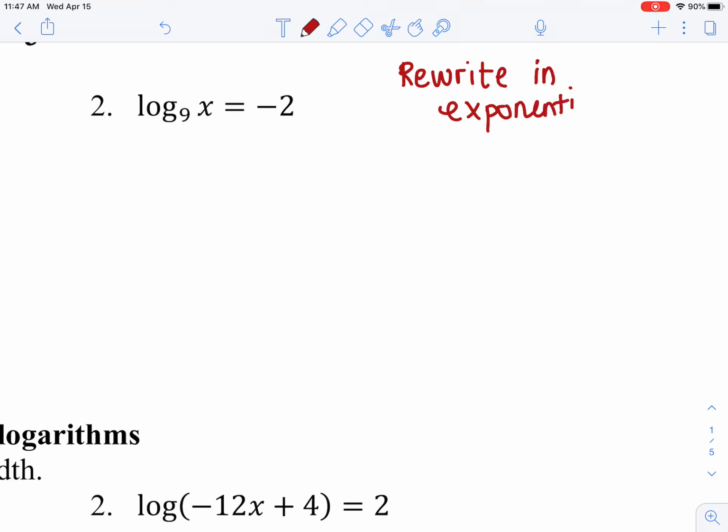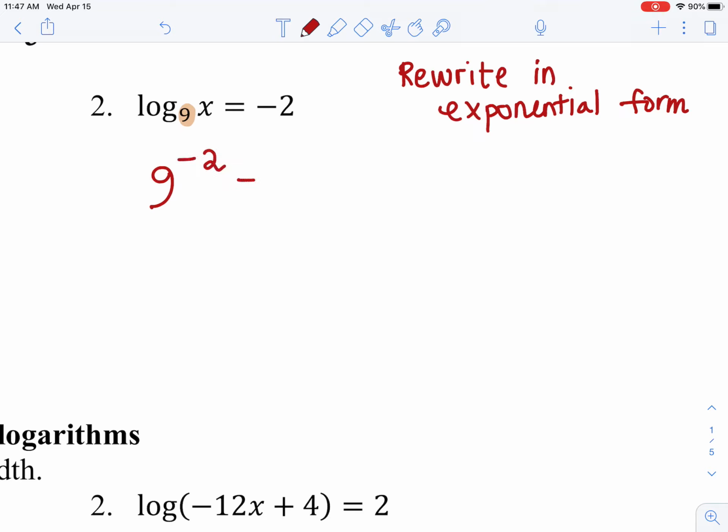Rewrite this in exponential form. And this is what you guys really practiced on those quizzes for me in section 3.2. So I know you can rewrite this. So let's go ahead and rewrite this.